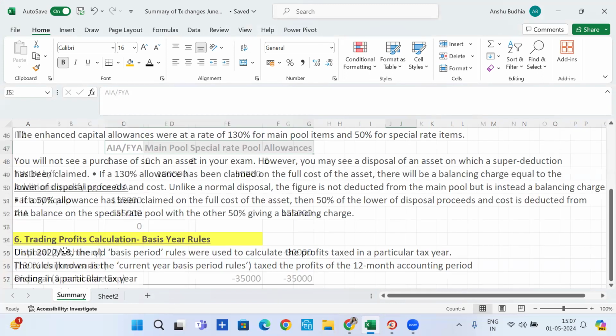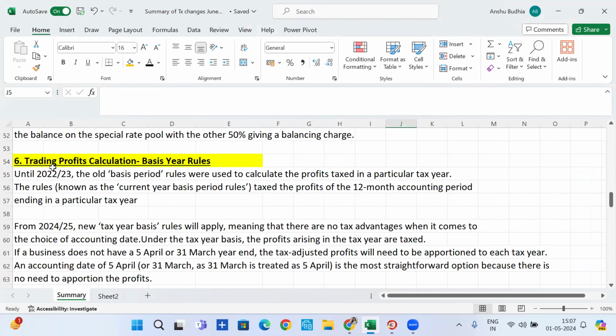Okay, now let's move on to the next change. Next change is a very welcome change by the students because it is going to make your life much, much easier. I know when we, in the past, discussed those opening year, closing year rules as a part of the basis year rules while discussing the trading profits, it was always a little bit of pain for the students. So now that has been removed from the syllabus and in fact from the taxes only. What it means, I'll tell you. So until the tax year 22-23, the old basis period rules were used to calculate the profits taxed in a particular tax year. I'm sure many of you must be aware of the same.